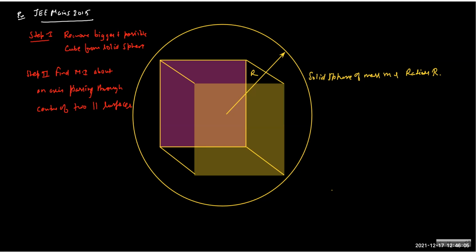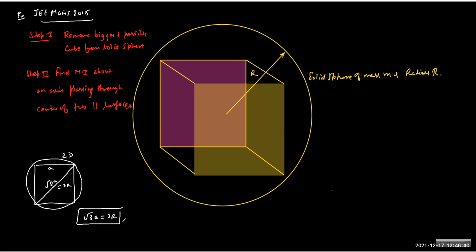Yes, sir. Or a disc. So what is the biggest square in a disc? When the diagonal of the square is the diameter of the circle. Root 2 a is equal to 2r. So a is equal to r by root 2. Now this is 2 dimensions. But in 3D, what is happening? What is the biggest side of a cube? In a cube, the diagonal is root 3 a. Yeah, very good. Root 3 a is equal to 2r.